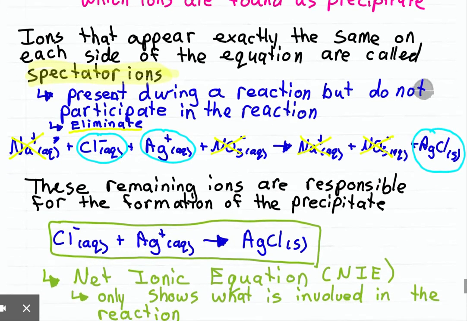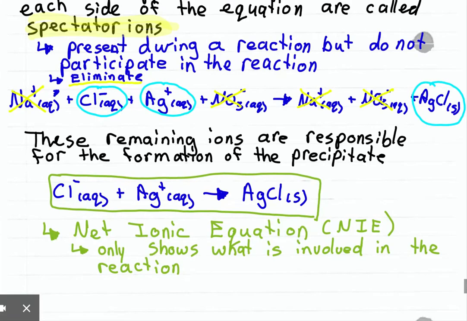Okay. So when we rewrite out our ions and show just the ions responsible for the reaction, like I've done here, this is called the net ionic equation, or we shorten it to NIE. And it only shows what is involved in the reaction. So I would hit pause and make sure that you have this copied down.